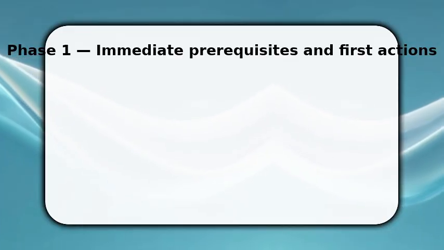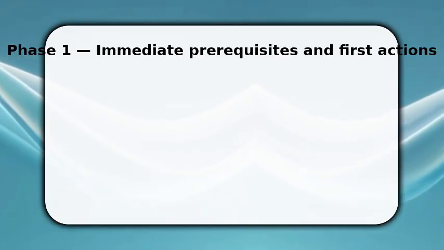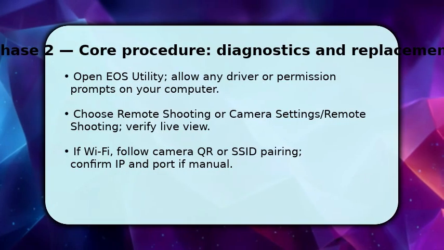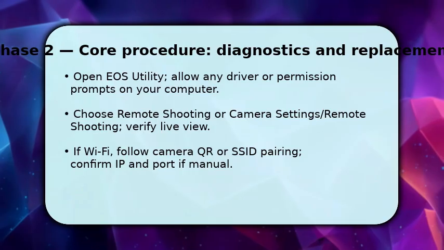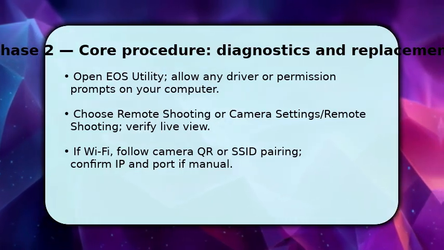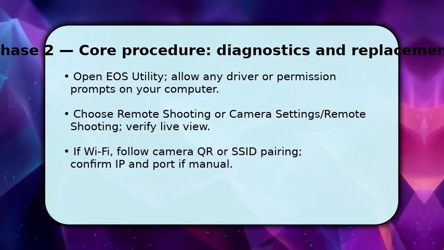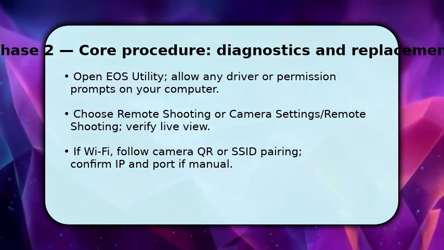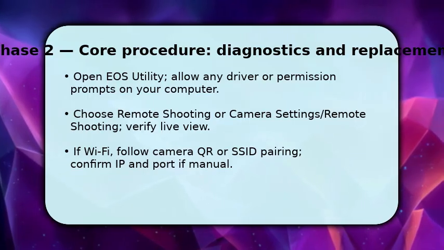And because EOS Utility needs the camera in PC/remote mode to establish a session, you now launch EOS Utility and accept driver or security prompts so the app can access the camera. Once the app is open, choose remote shooting or camera settings/remote shooting to trigger live view. This is how you control exposure and focus from the computer.